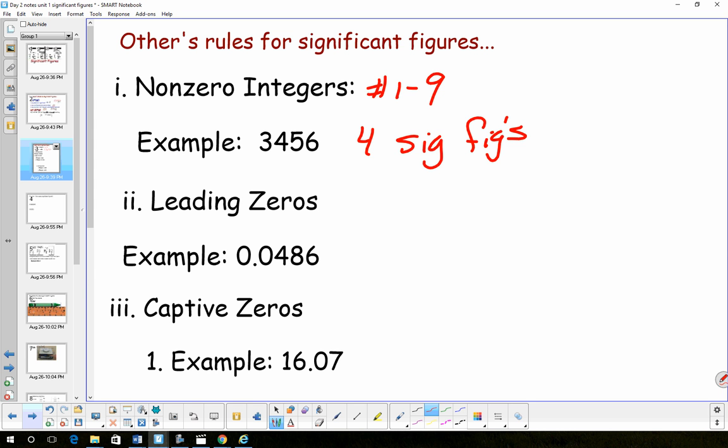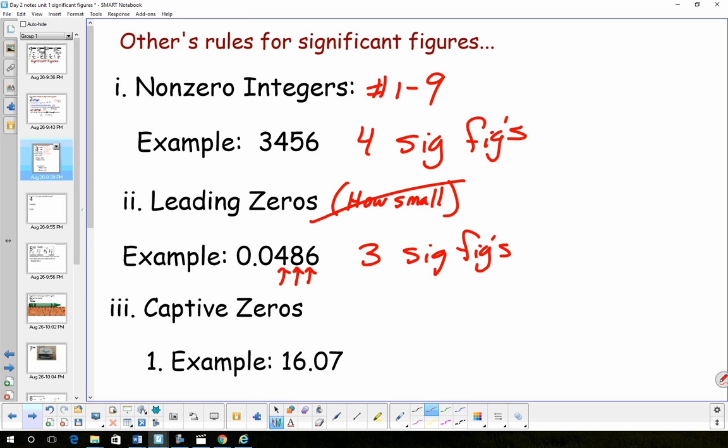Okay, leading zeros. These are just ones that tell me how small, and these were not significant. So how many significant figures here? 3. The only ones that are significant are these. So I'm going to say 3 sig figs. Okay, captive zeros. Those are the ones sandwiched between. So this one does count. Good. So there are 4 significant figures.